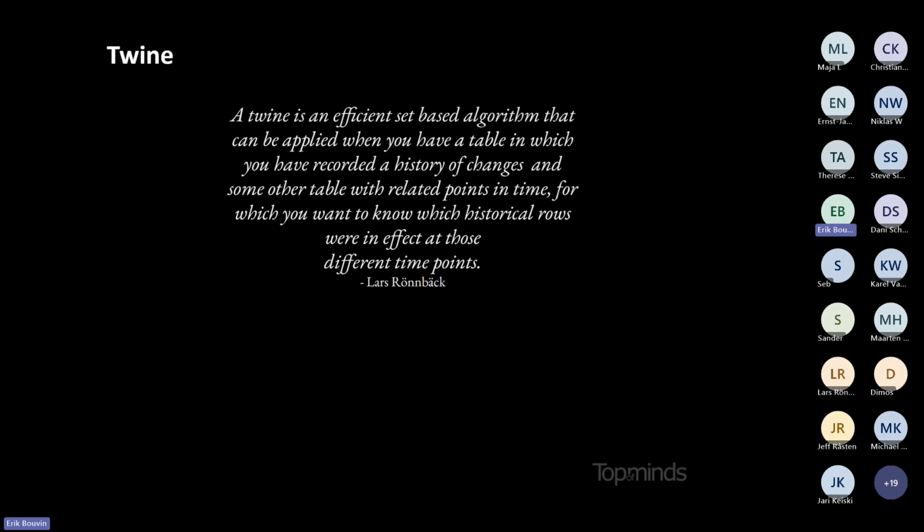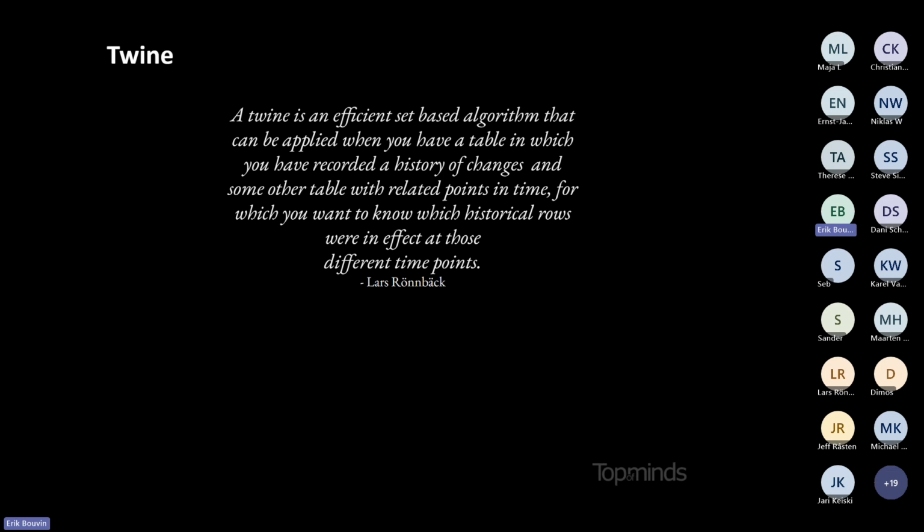It was defined, at least 3-4 years ago, like this: a Twine is an efficient set-based algorithm that can be applied when you have a table in which you have recorded a history of changes and some other table with related points in time for which you want to know which historical rows were in effect at those different time points. It's a long sentence, and it took me probably 3-4 rereadings to understand it.